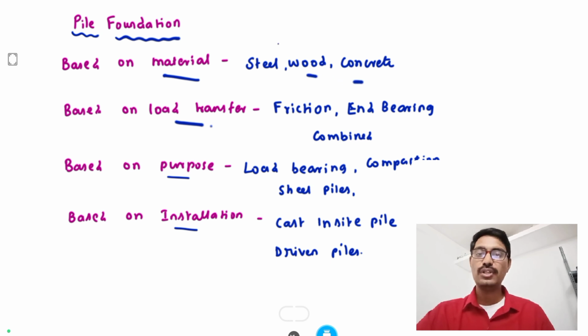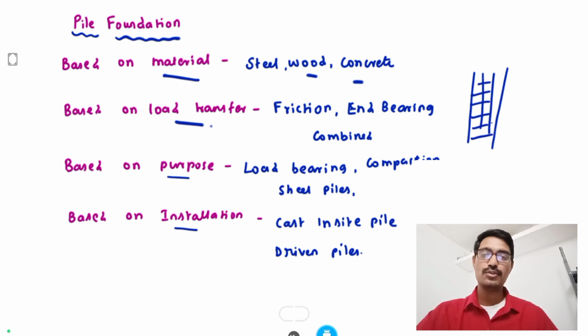The steel piles are mainly used in steel structures, wooden piles are used in temporary structures, and concrete piles are a composite material made up of reinforced concrete, so there is steel reinforcement in the piles. Concrete piles are made with a steel reinforcement cage in the bore well, and after that we fill the bore using concrete. So these are the concrete piles.